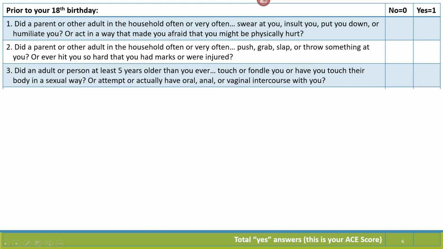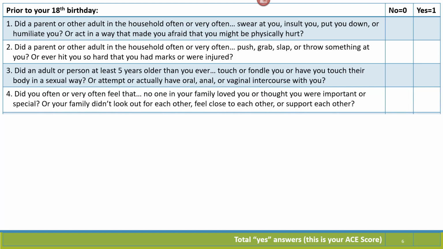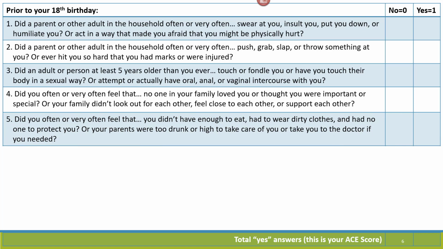Question 3. Did an adult or person at least 5 years older than you ever touch or fondle you, or have you touched their body in a sexual way, or attempt to actually have oral, anal, or vaginal intercourse with you? Question 4. Did you often or very often feel that no one in your family loved you or thought you were important or special, or your family didn't look out for each other, feel close to each other, or support each other?